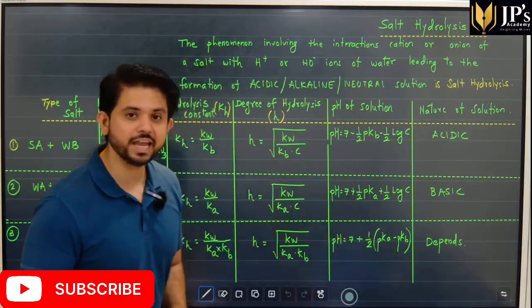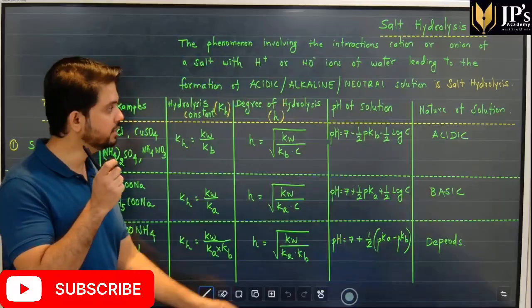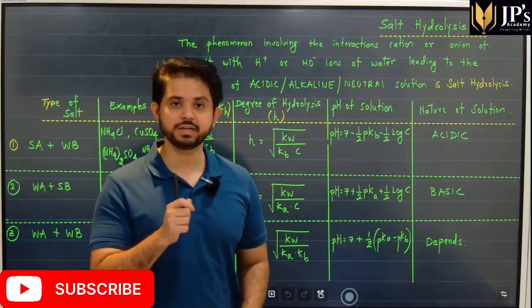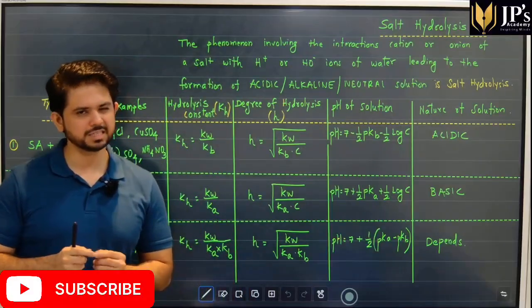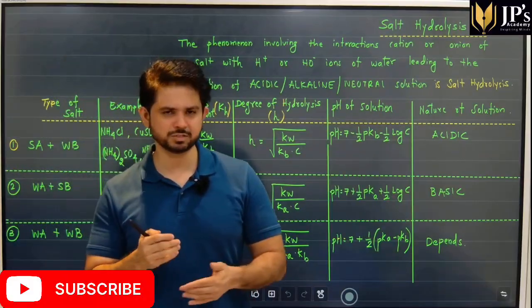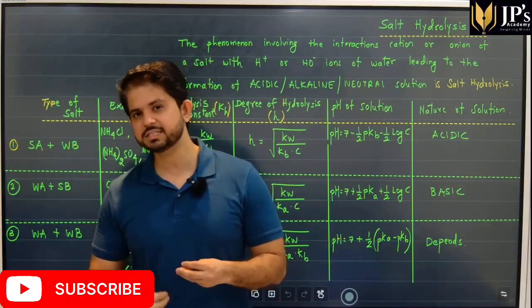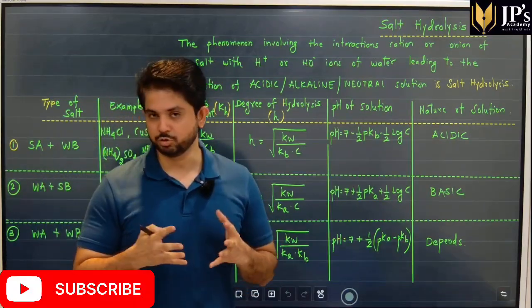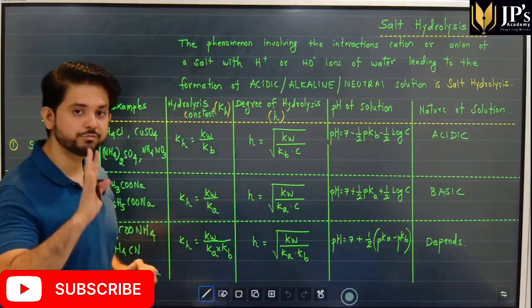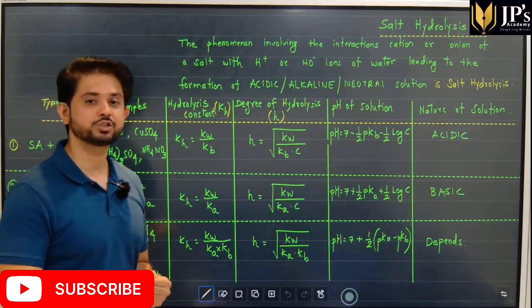If both are weak, then the nature of the solution will depend upon which one is relatively stronger. If the weak acid is slightly stronger than the weak base, it will be acidic. If the weak base is slightly stronger than the acid, it will be basic. If they are the same, it is neutral. Now the fourth type, which was strong acid and strong base.